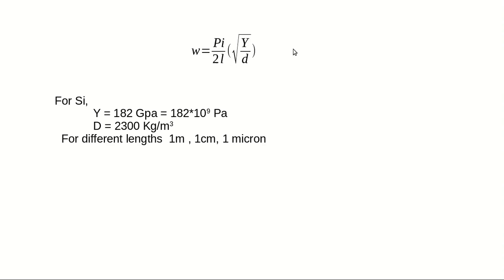So now I will solve one problem. For a silicon material, I have a silicon cantilever. So the Young's modulus for this silicon is 182 gigapascal. Giga is 10 raised to 9 pascal, and the density is 2300 kilogram per meter cube. And I want to know what is the resonating frequency at different lengths: 1 centimeter, 1 meter and 1 micron. Micron is 10 raised to minus 6 meter, or we can also say micrometer.